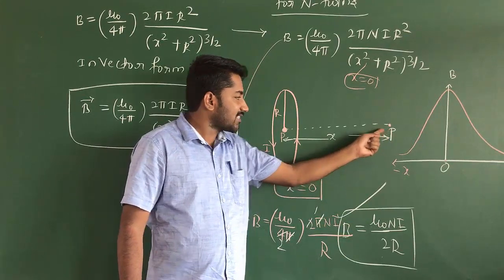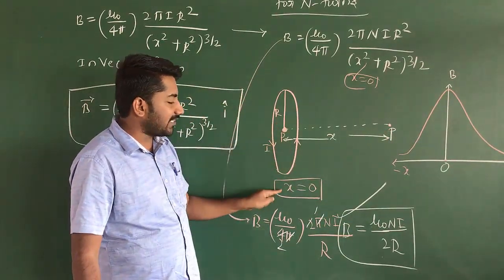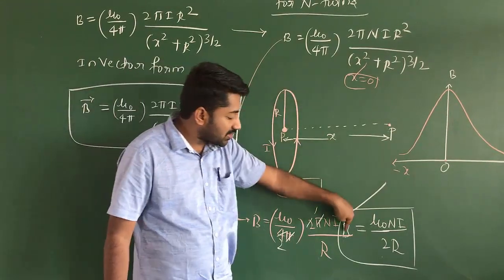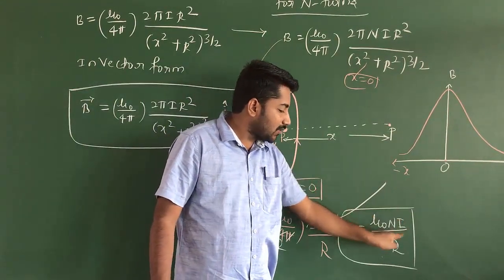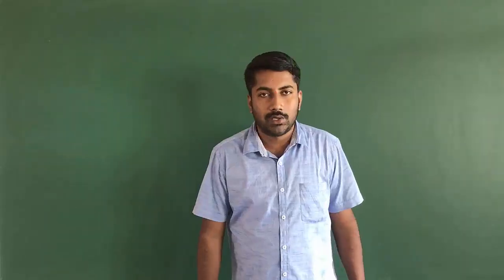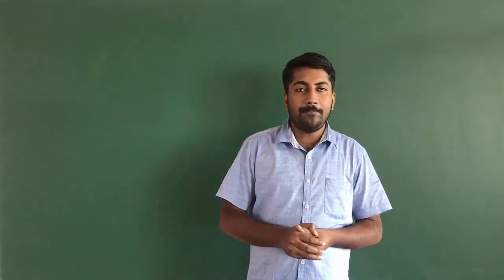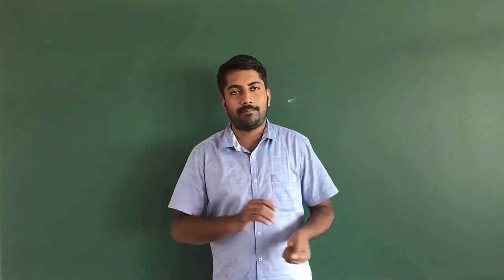This is the expression for the magnetic field at the center of the coil. If the point P is located at the center of the coil, then x equals 0. When x equals 0, you get B equal to mu naught n I divided by 2R. Okay dear students, the next concept of your topic is Ampere's circuital law.